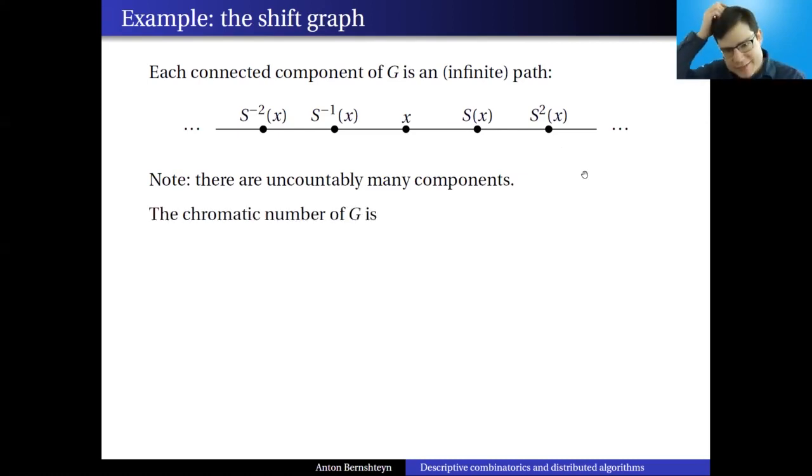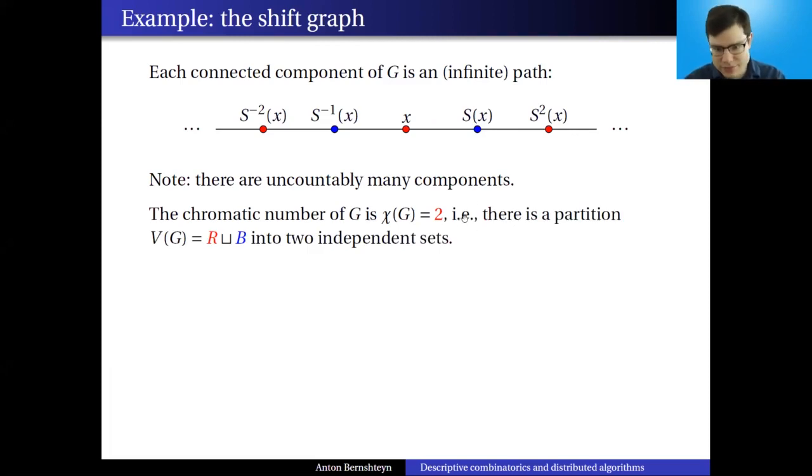Now let's understand what happens with colorings. What is the chromatic number of this graph? Well, I need to color the vertices in such a way that adjacent vertices get different colors. Of course, I can do this with two colors. Every component is a path, and in each of them I can color the vertices using alternating colors, say red and blue in this picture, red, blue, etc. The chromatic number is 2.